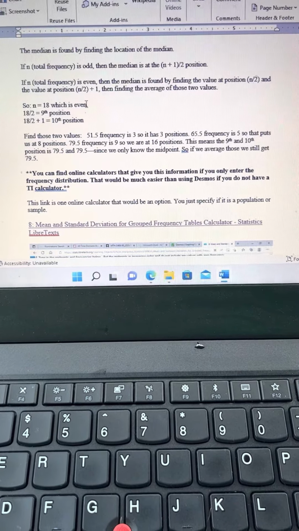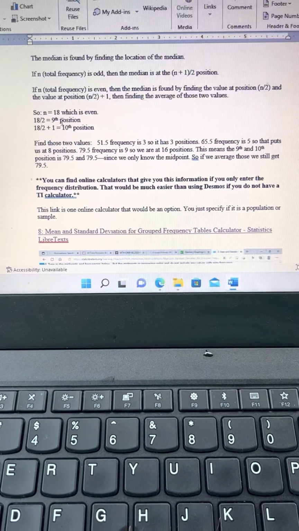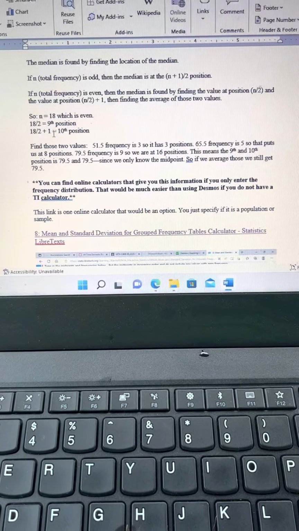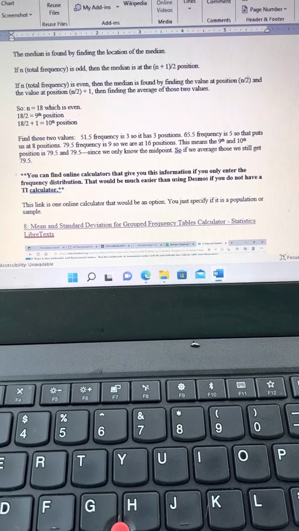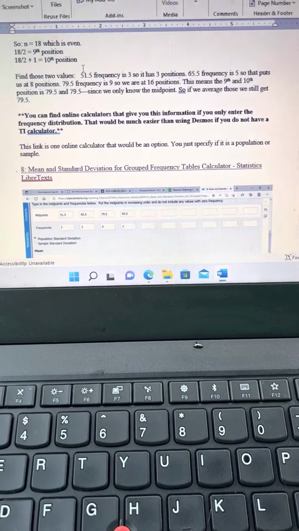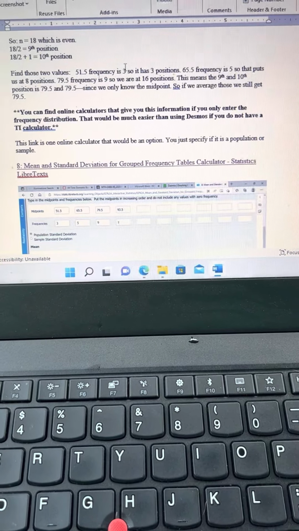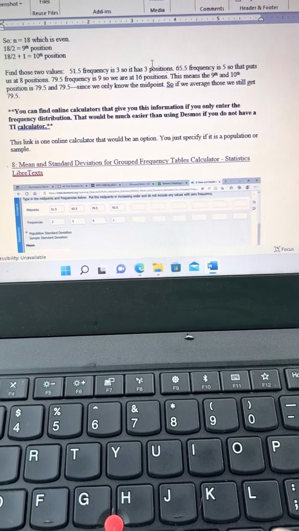So for this particular problem, our n is 18, it's even. So 18 divided by 2 puts us at the 9th position, and 18 divided by 2 plus 1 puts us at the 10th position. So we need to find the midpoints at the 9th and 10th position. 51.5 is our first midpoint. Its frequency is 3, so it has 3 positions. It's in the first, second, and third position.